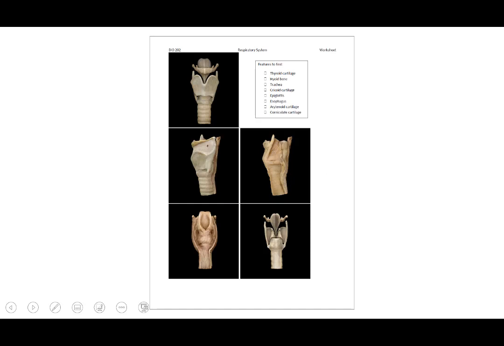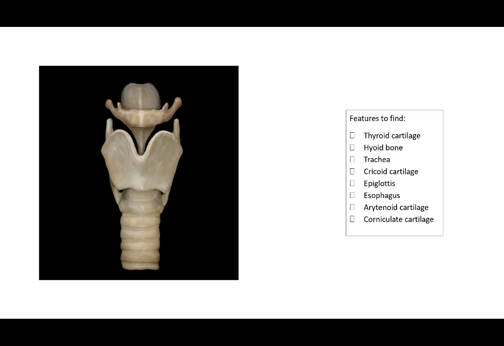On this page, we will go through these 5 images of the larynx. Here, what we can find is the thyroid cartilage. We have the hyoid bone. We have the cricoid, the trachea. Pretty much that's all you can see from this view. Oh, we can see the epiglottis. That's a sort of rounded thing.